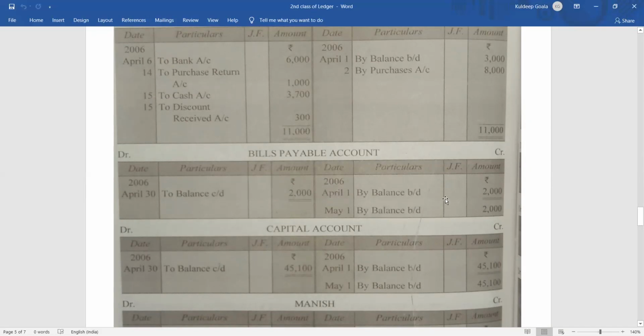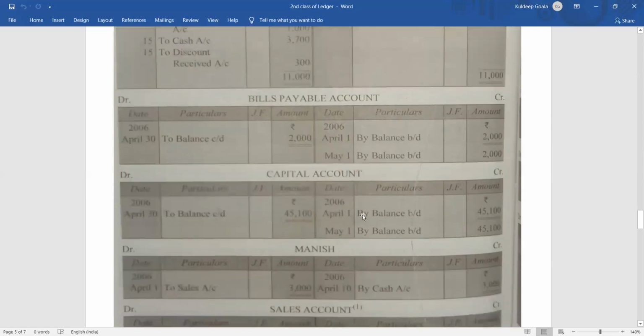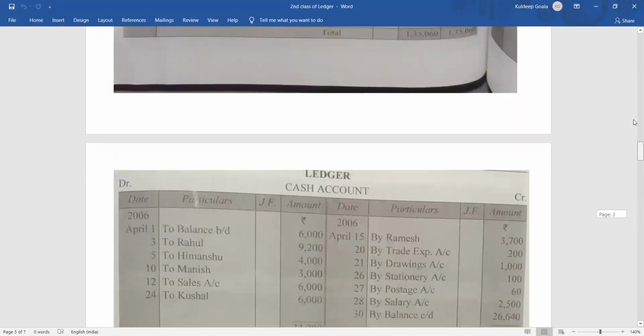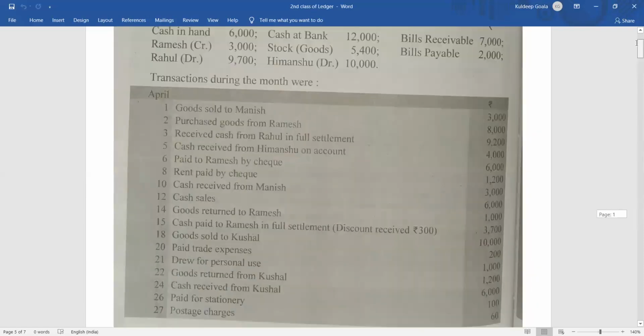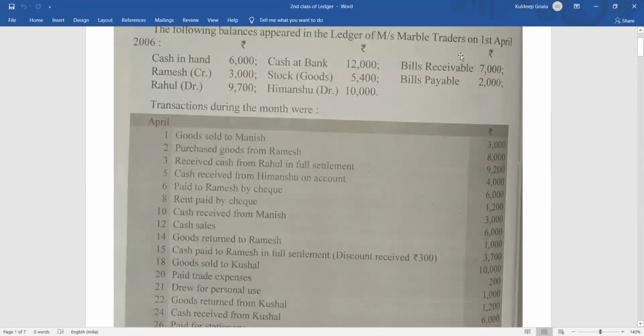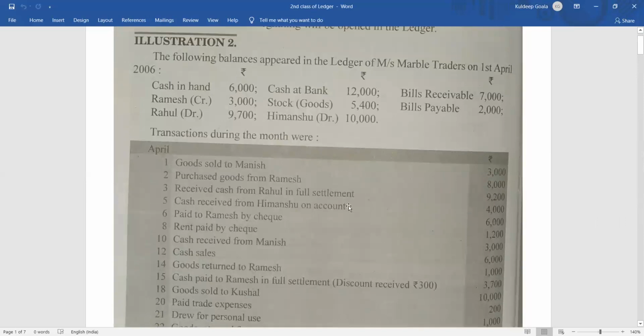Then by balance brought down 2,000. Capital account, what will happen? By balance brought down 45,100. Understood? All the opening entries will always be the balancing figure, the opening balance. Clear? Now after that, what has happened during the year? The transactions are given for the month of April. All the opening balances should be on the 1st April. Remember that, because it is told that on 1st April the balances were like this, right?